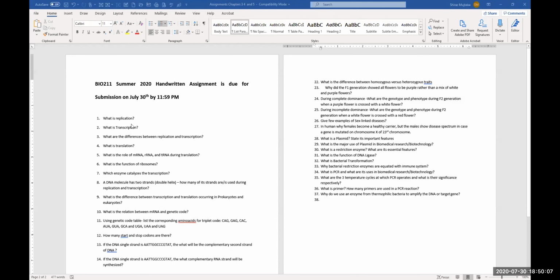So question number one from chapter three is: what is replication? So let's consider this is a DNA, a double helical DNA.